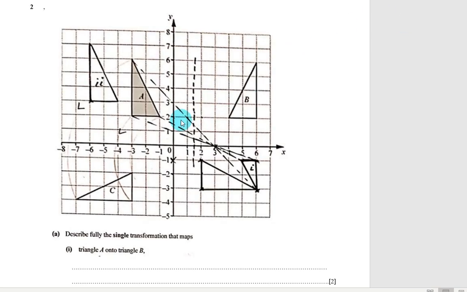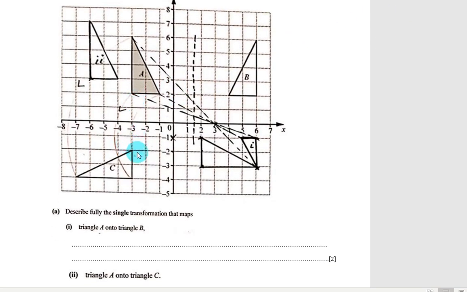Okay, this question I already solved by freehand, so let us read it and describe what I did. Describe fully the single transformation that maps triangle A onto triangle B. This is the given map here, only A and B. As you see, the transformation between them is a reflection. For the first statement you need two marks. The first one is reflection.